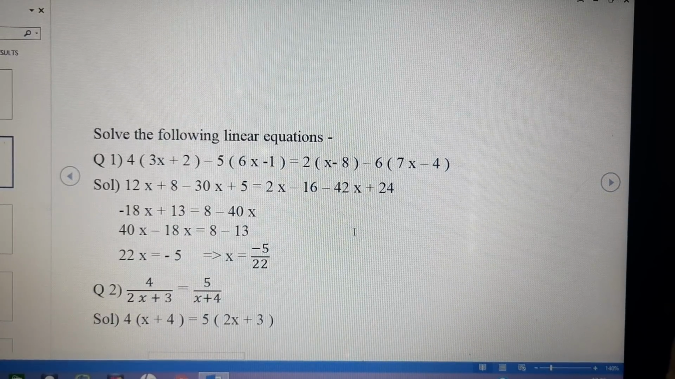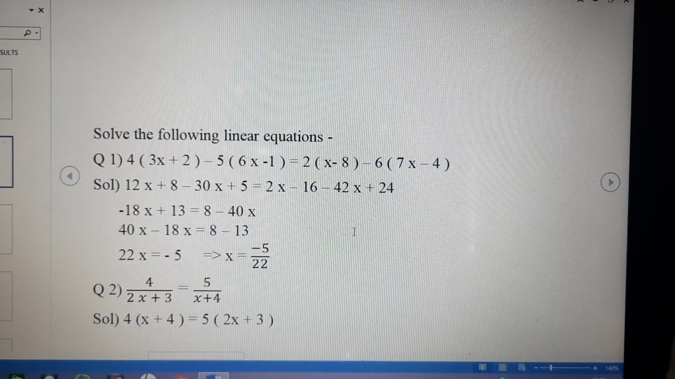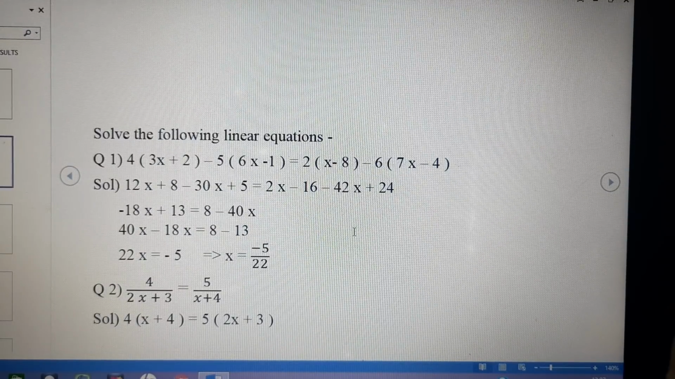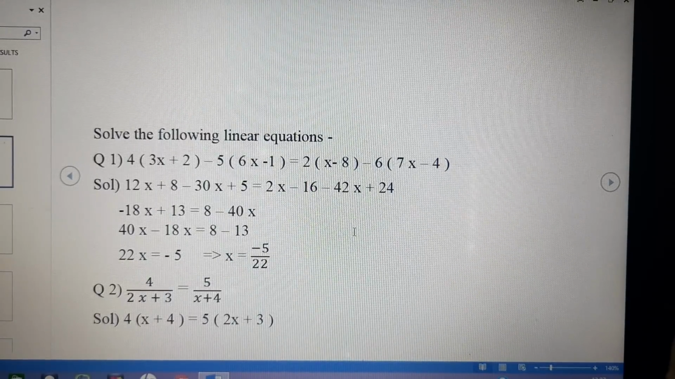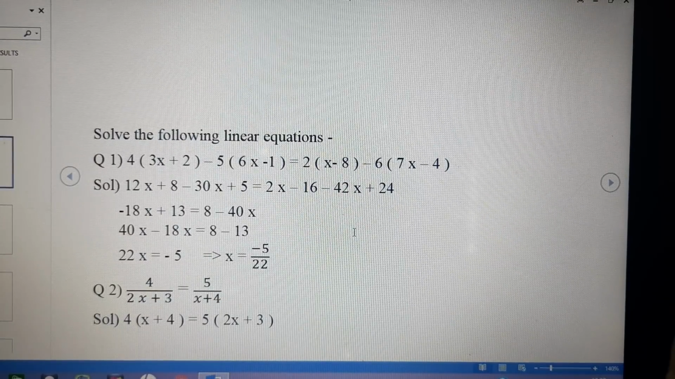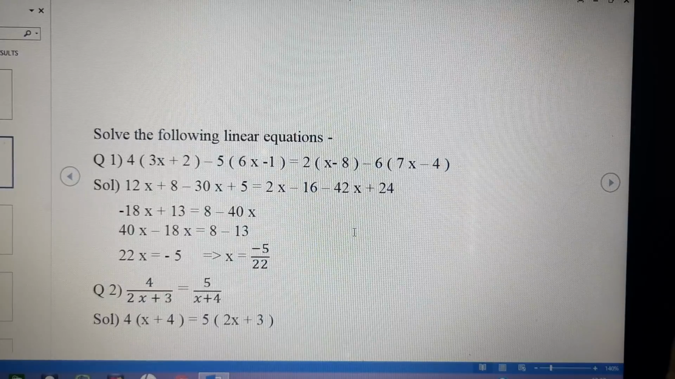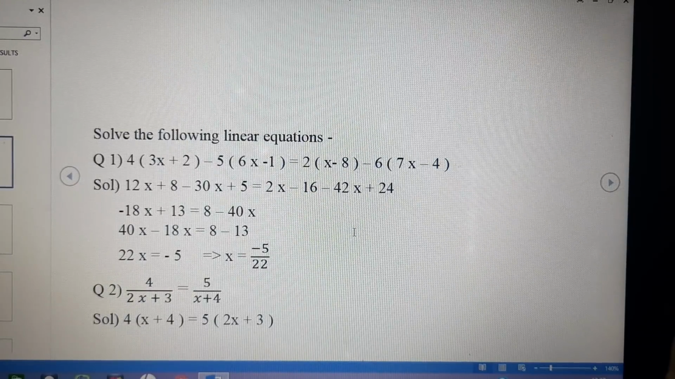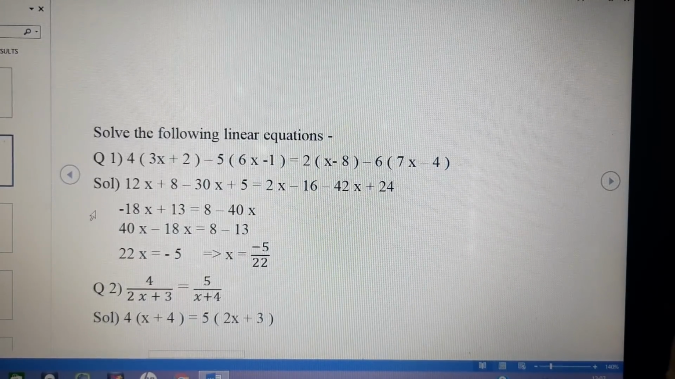Rules remain the same. First of all, if we have a fraction, we need to solve the fraction first. Then we have to do cross multiplication. If we have a bracket, we need to solve the bracket first. Then we have to assemble all the variables together. We have to isolate the variable in order to get the answer.